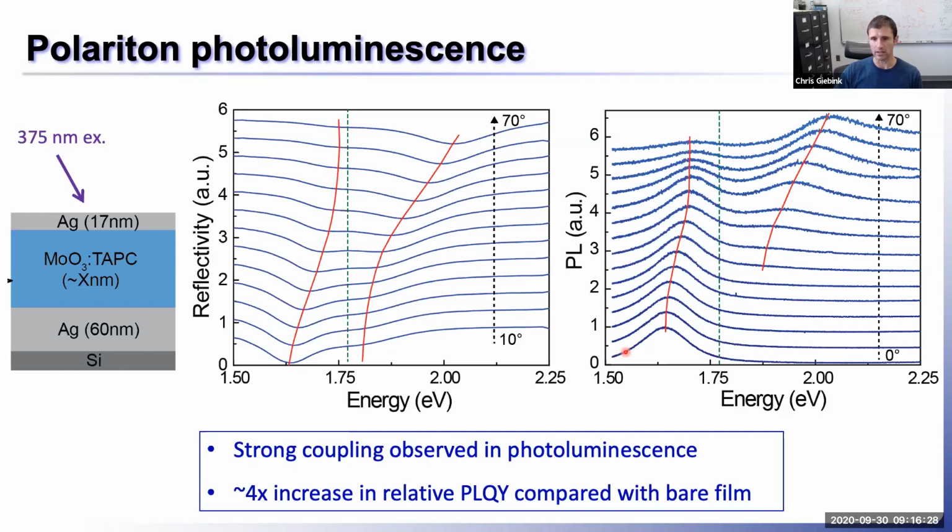In this case, the photoluminescence is on a normalized scale, so I'm not implying that the upper branch luminescence is as intense as that in the lower branch. But nonetheless, it follows the same basic dispersion. So at this point, we're now confident that we've observed strong coupling in both reflectivity and photoluminescence. And in the cavity, you get a small increase in the relative PL quantum yield compared with the bare film.